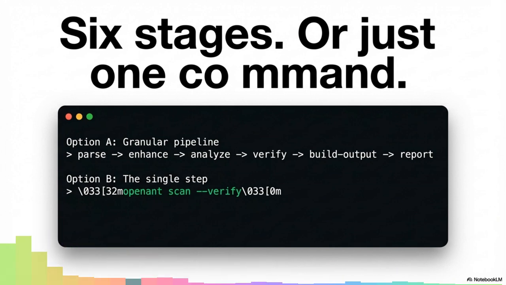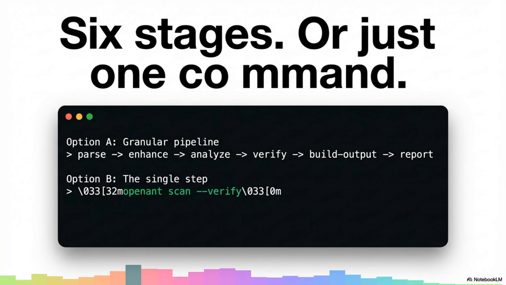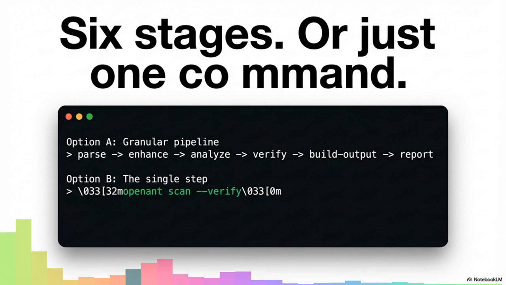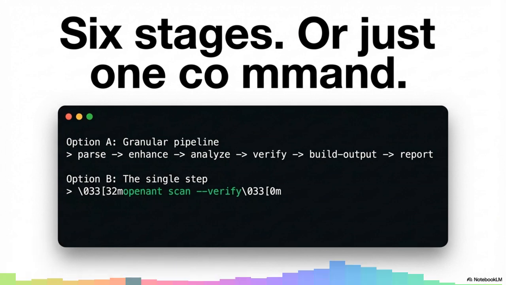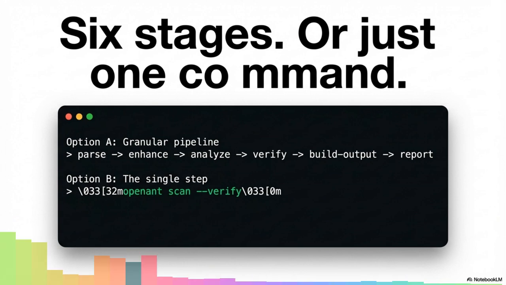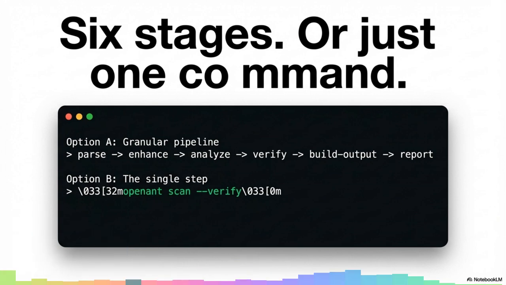Once that simulation concludes, the build output command structures the verified findings into a machine-readable format, likely something like JSON or SARIF, so it can be ingested by other CI/CD tools. Before finally running the report command to generate the human-readable summary. Right. It's a very deliberate separation of concerns.